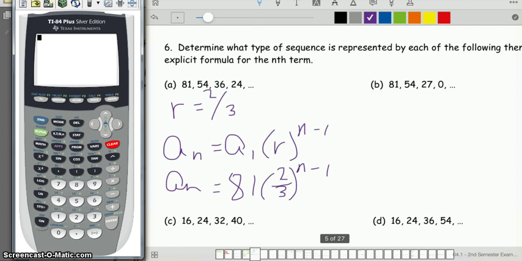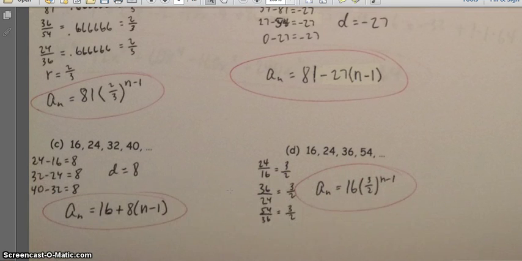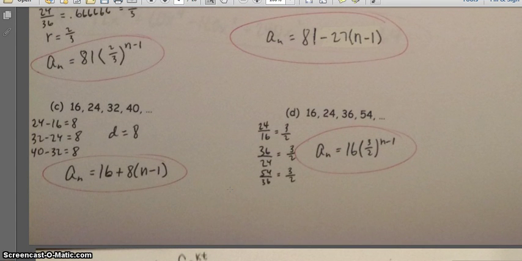I'll show you the answers here. So here are the answers to 6A and 6B. Again, this is the form for an arithmetic sequence. This is the form for a geometric sequence there. And then the answers to C and D as well. Again, you have these answers in the packet of answers that I posted on Edmodo.